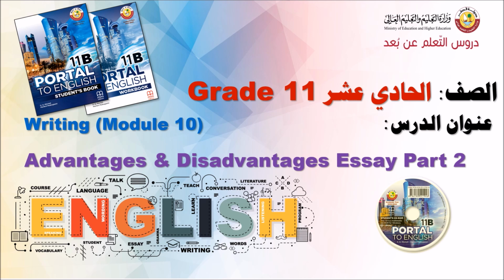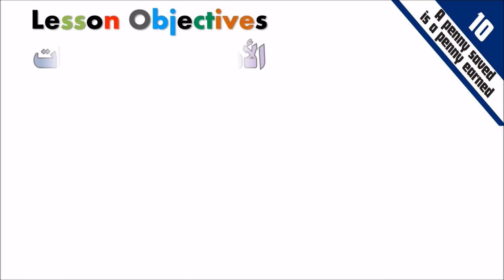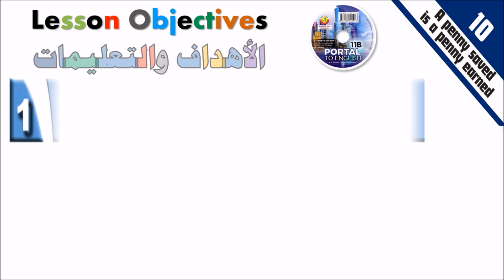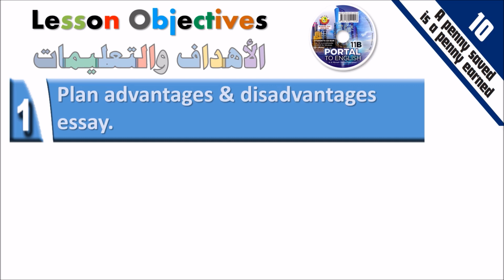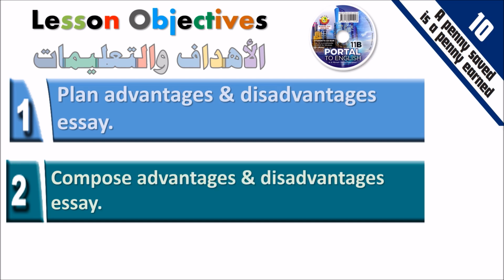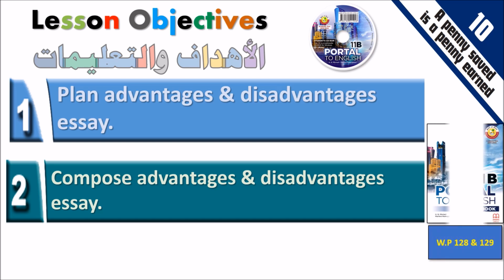Here we come to a new lesson from module 10. Our lesson is writing. Writing, advantages and disadvantages essay. This is part 2. We have two different objectives for our lesson today. The first objective is to plan advantages and disadvantages essay. The second objective is to compose advantages and disadvantages essay.